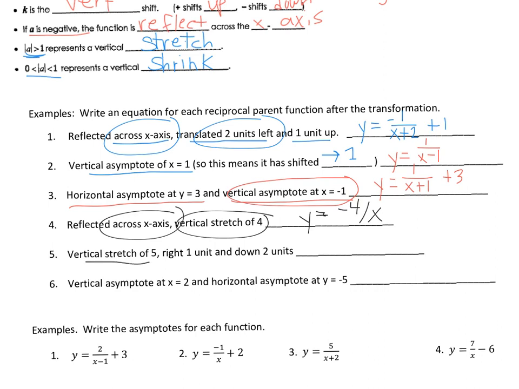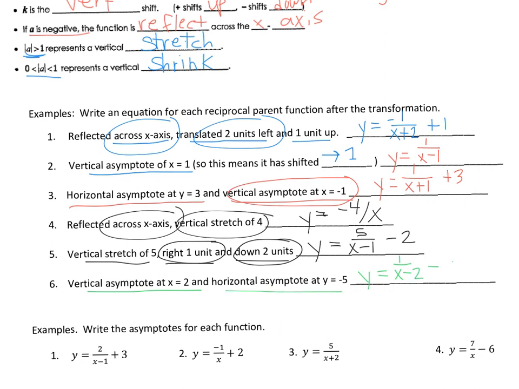Vertical stretch of 5, right 1, down 2, is going to be y equals 5 over, right 1 is x minus 1. Down 2, I'm going to put a -2 outside. Vertical asymptote at x equals 2. So it's going to be 1 because it doesn't say anything about a stretch or a shrink. And then x minus 2. And then the horizontal asymptote is -5.